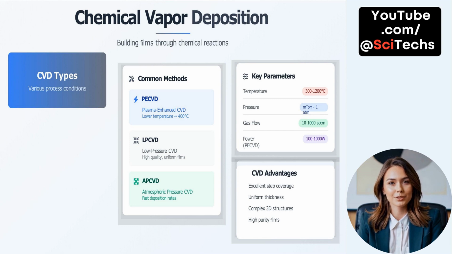Key parameters across all methods include temperature, which ranges from 300 to 1200 degrees Celsius, pressure from millitorr up to atmospheric levels, gas flow rates between 10 and 1000 standard cubic centimeters per minute, SCCM, and, for PECVD, power levels between 100 and 1000 watts. CVD offers significant advantages such as excellent step coverage, uniform film thickness, the ability to coat complex 3D structures, and the production of high-purity films suitable for advanced semiconductor applications.